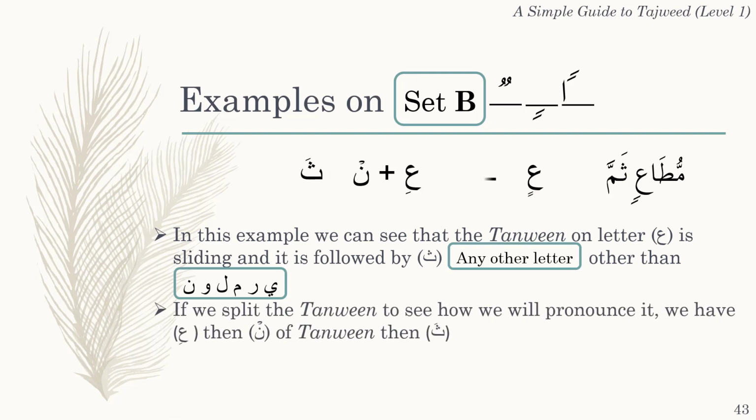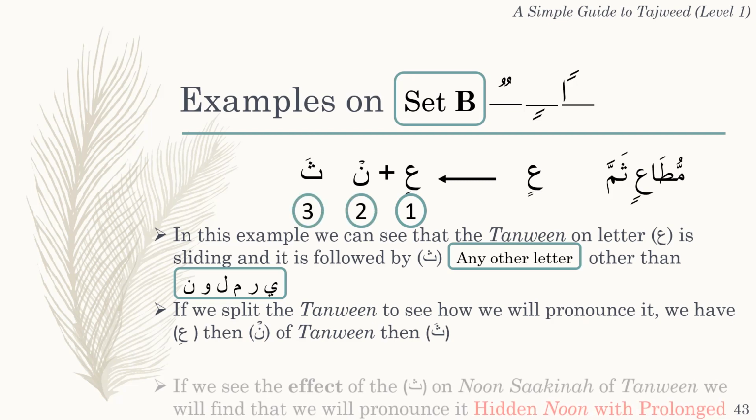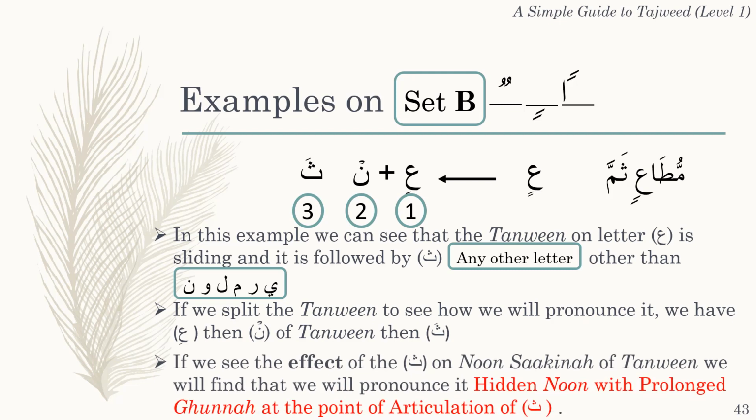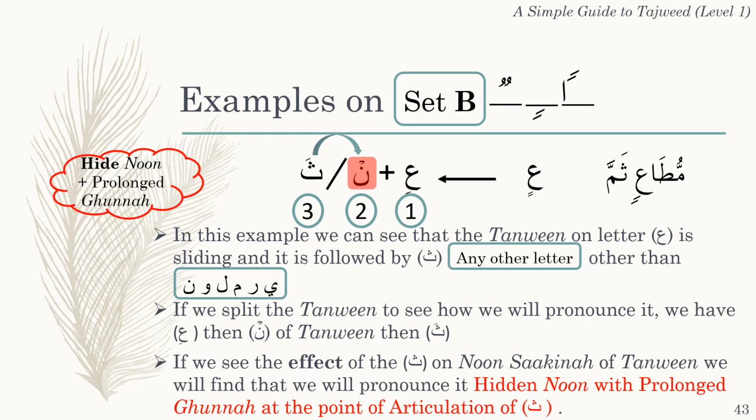If we split the Tanween to see how we will pronounce it, we have Ain with Kasra, then Noon Sakina of Tanween, then Tha with Fatha. If we see the effect of the Tha on Noon Sakina of Tanween, we will find that we will pronounce it hidden Noon with prolonged Ghunna at the point of articulation of Tha.